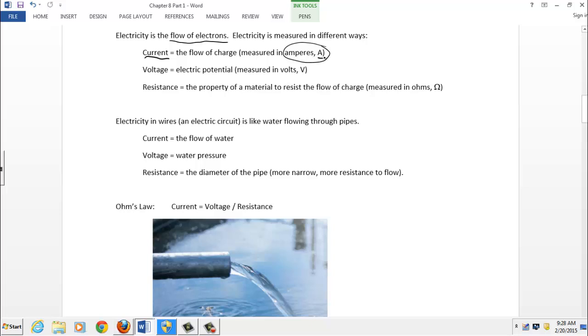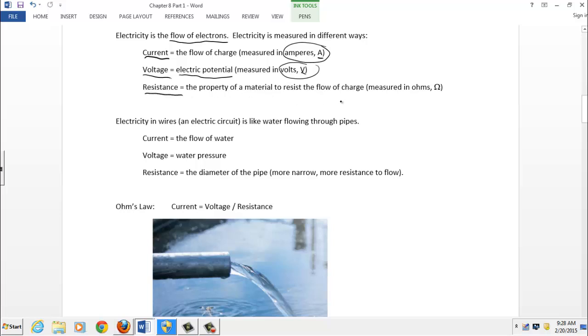We can also talk about how hard these electrons are being pushed along. The electric potential is called voltage, and we measure that in volts, abbreviated with a V. And then as these electrons travel through a wire or through other things, we'll talk about some other things electricity could flow through, that material resists the flow of electrons.